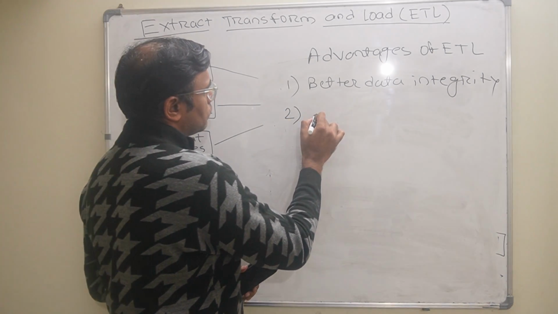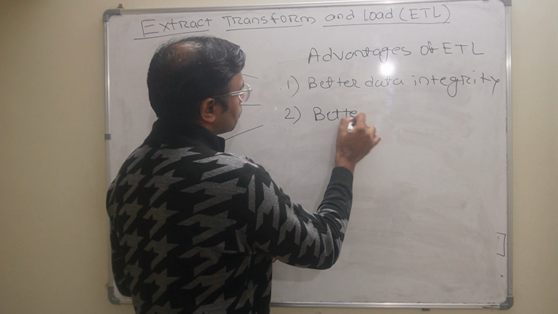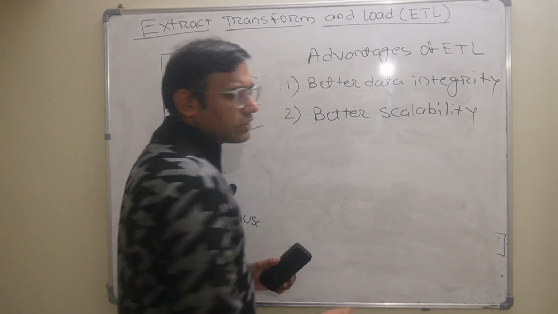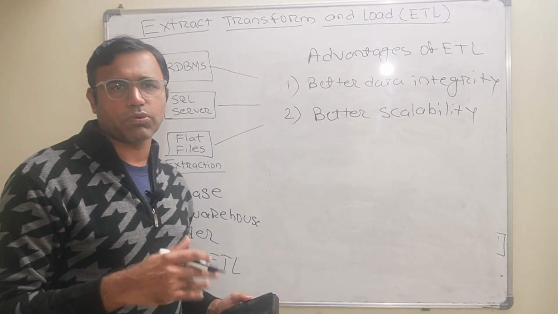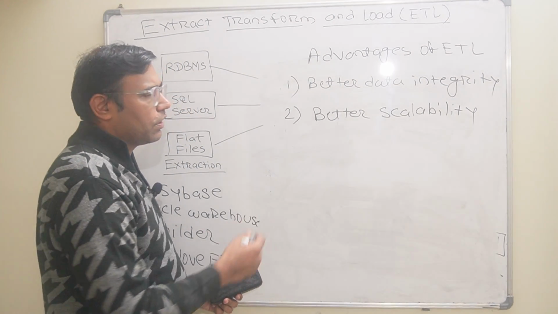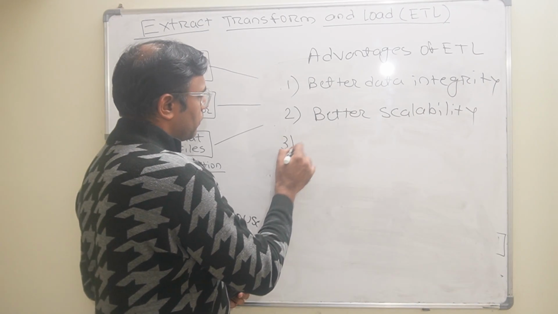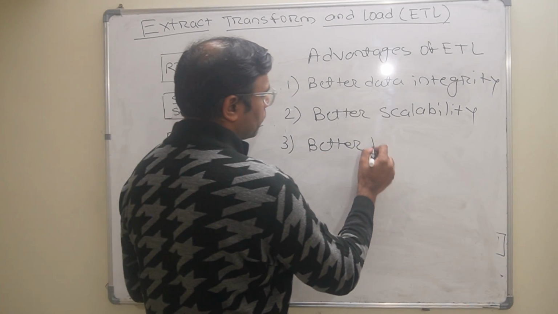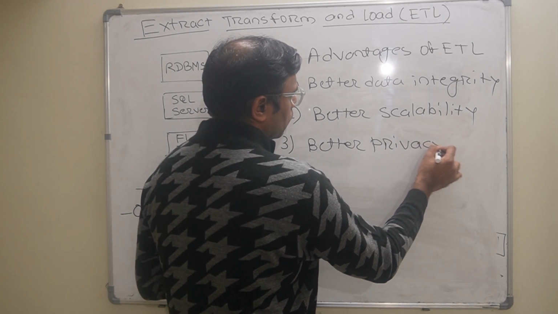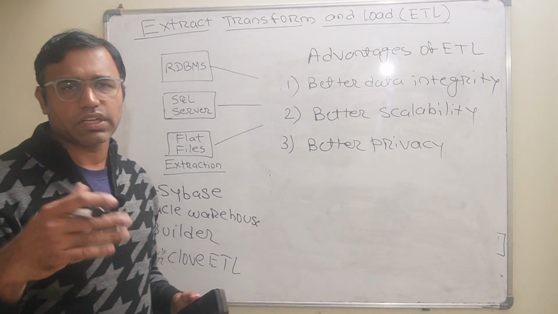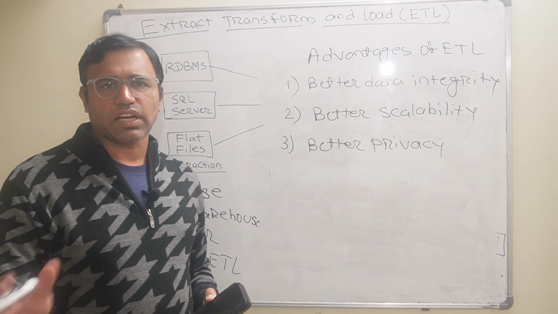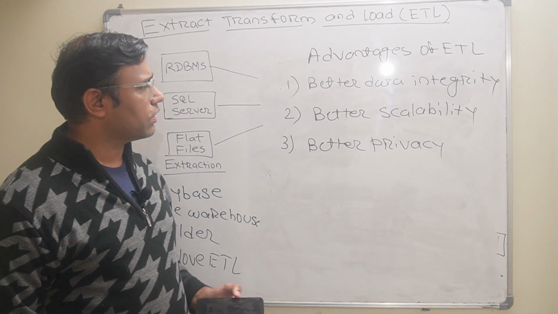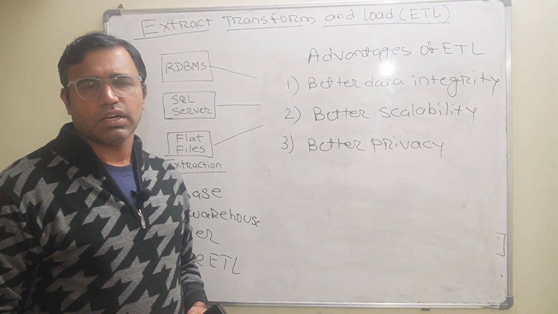Next is better scalability, which means we can accommodate as much data as we want. Since the ETL process is a pipeline, we can accommodate as much data as we want, so there is better scalability. The third one is better privacy. At the time of constructing the data warehouse, we can assign certain roles to various types of users. Not all users will access all the data. In this way we can assure better privacy of the data.